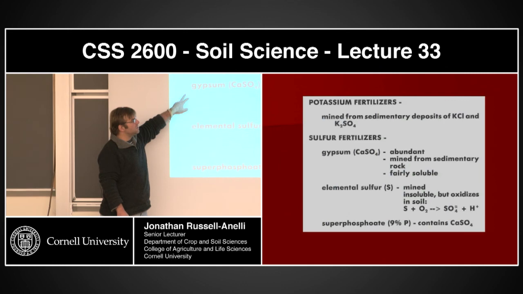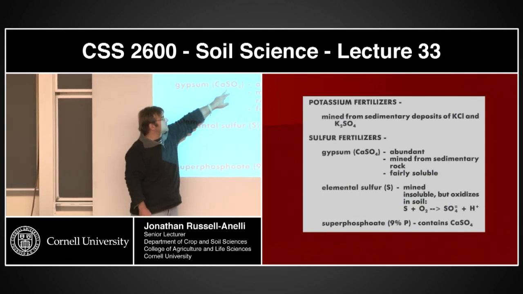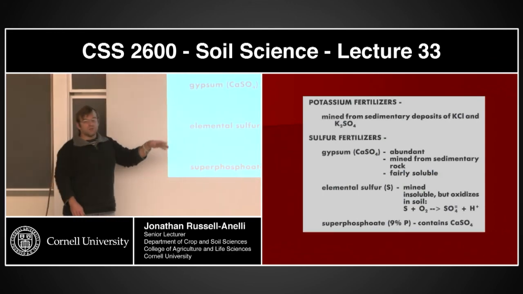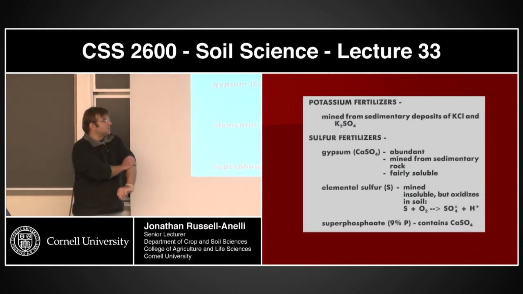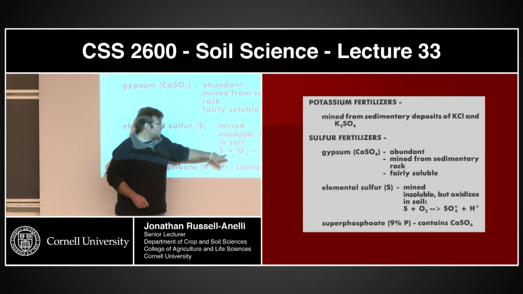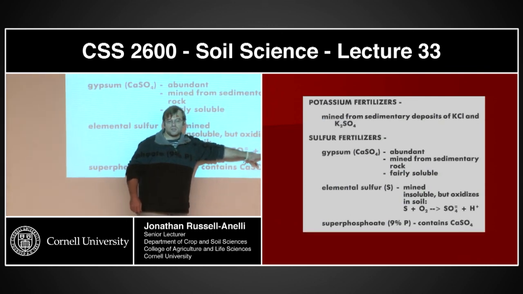This is fairly abundant. This is also mined from sedimentary material. The other good thing about this is you're getting multiple nutrients on this one, and it's fairly soluble. Okay. Elemental sulfur is another source. This is fairly insoluble. It's an oxide, but in soil, when you put it in with oxygen, it basically turns into a sulfate. Now the problem with this is that you potentially will get the hydrogen with it.